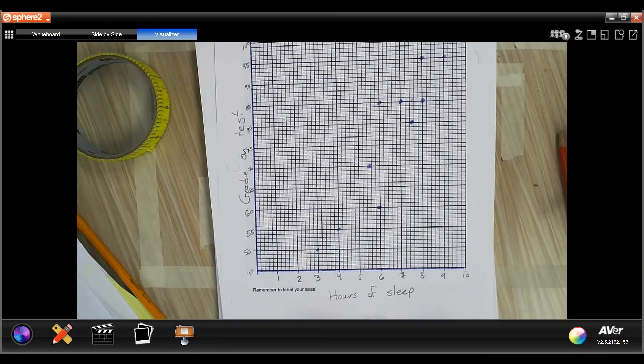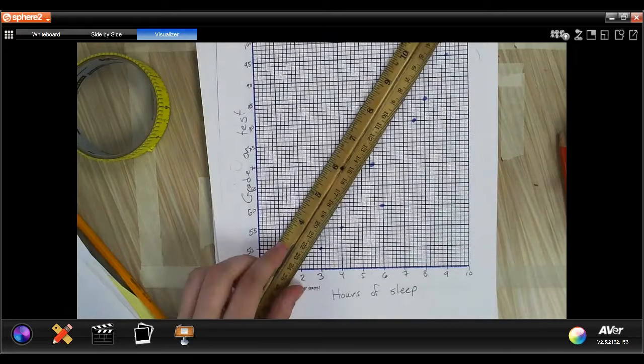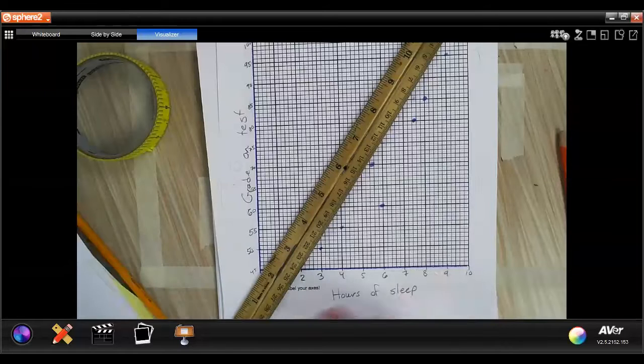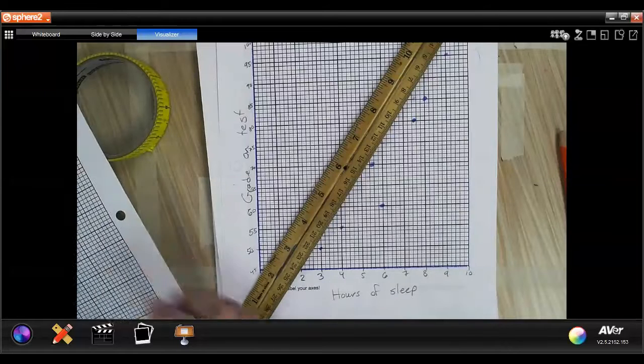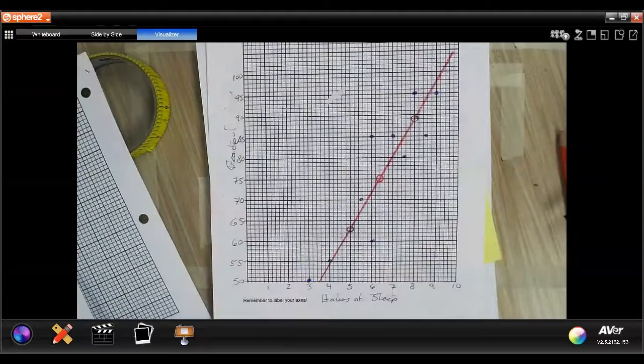So you should take your ruler and just put it on there and draw a trend line. Draw a straight line that kind of goes with the data. So something that looks like this. I'm just putting it on there, and I am going to draw a trend line. So here is my graph with my trend line.